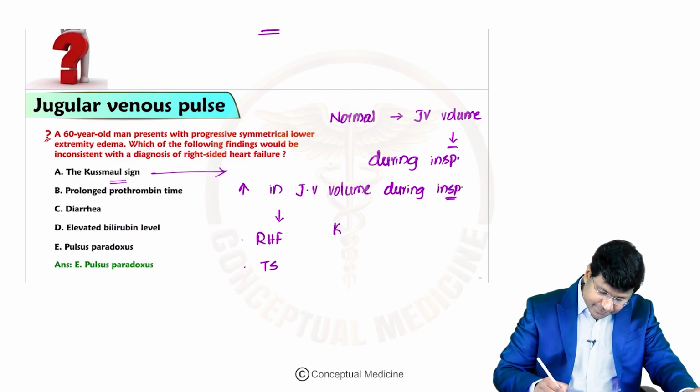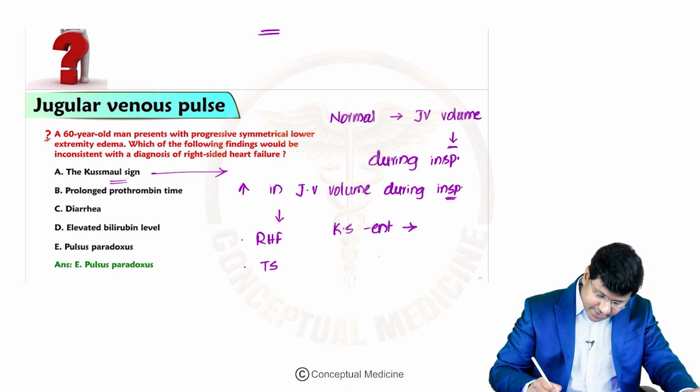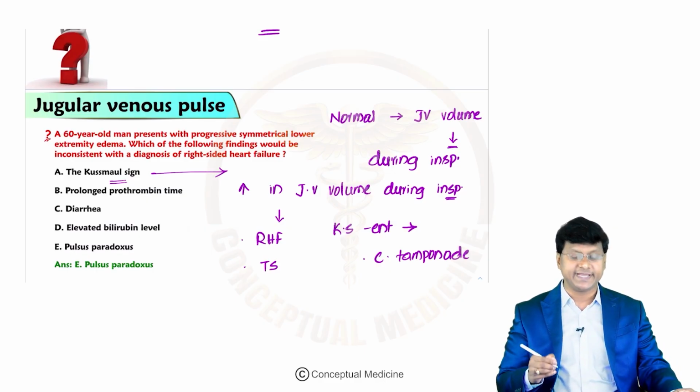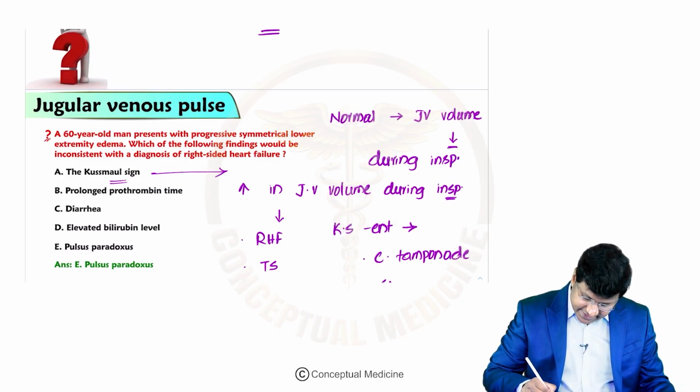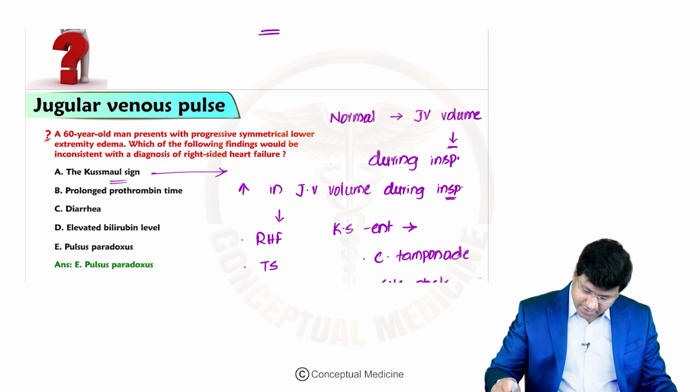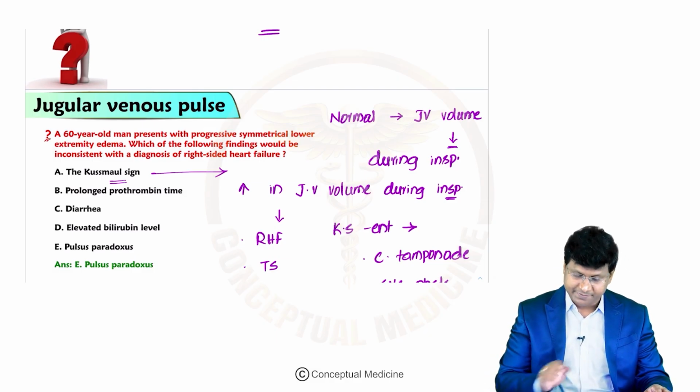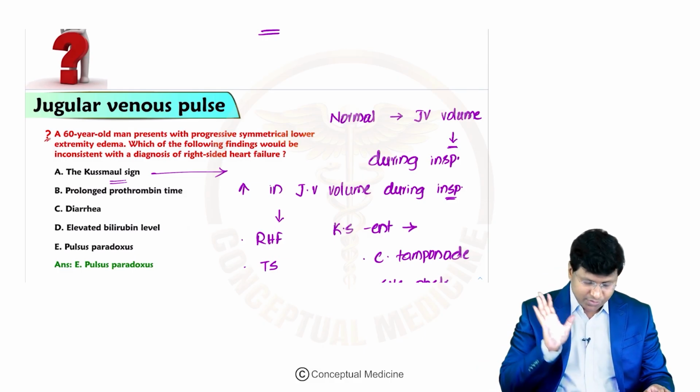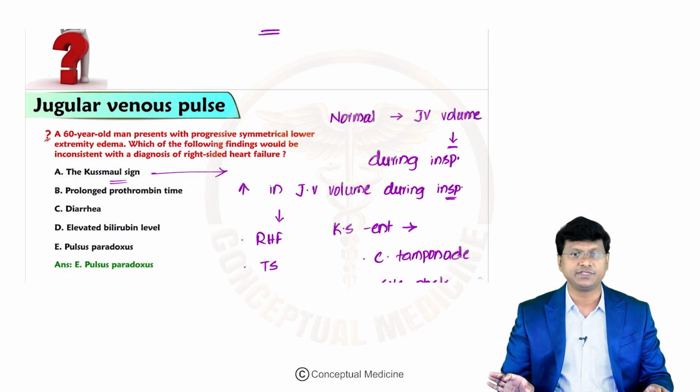But please remember, the Kussmaul sign is absent in cardiac tamponade as well as in SVC obstruction. So in cardiac tamponade and SVC obstruction, you don't have the Kussmaul sign. So this is about your Kussmaul sign within the JVP.